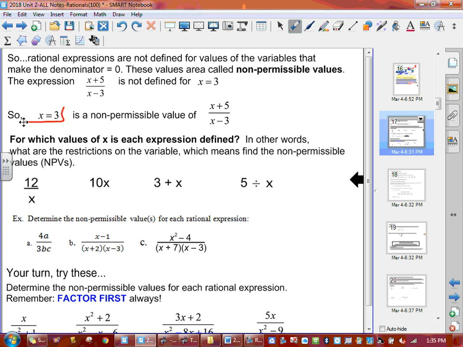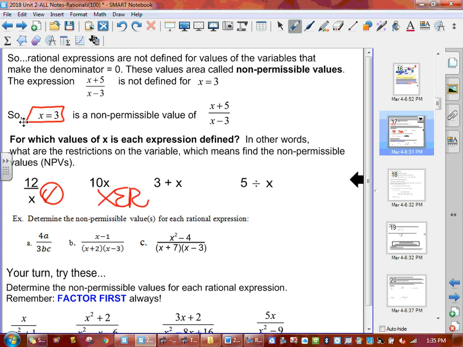What about these ones? Let's take a look. X is on the bottom here, all by itself. What would the non-permissible be? Just 0. Yeah. Okay? So here it's just 0. Does this guy here, 10x, have a denominator at all? It's got an invisible 1 for a denominator, but does it have a variable on the bottom? No. So how do we say no restrictions? X is a real number. Good. What about x plus 3? Any restrictions there? Nope. No restrictions.